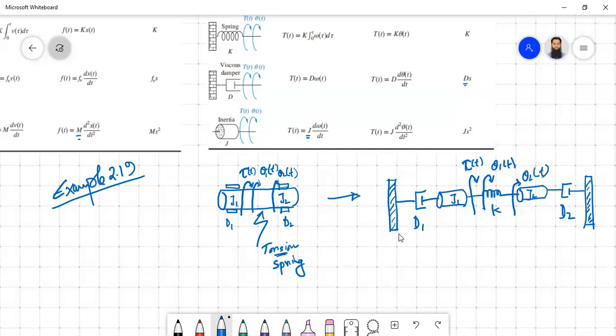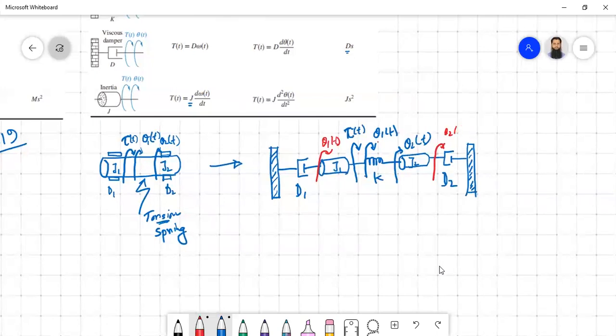Separate angular displacements are possible because of the spring and the friction effect, but it is not possible for the inertia. So writing theta 1 here is the same as writing theta 1 here, same thing, theta 1(t). On both sides of the inertia, theta does not change. Similarly, you can write theta 2(t) here. So this is what is allowed.